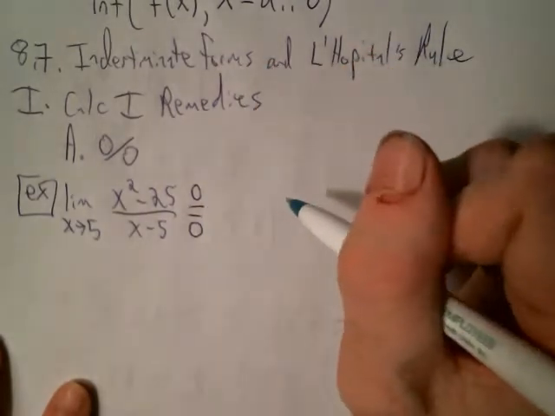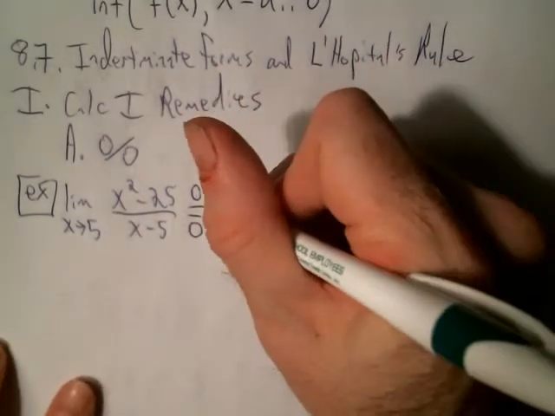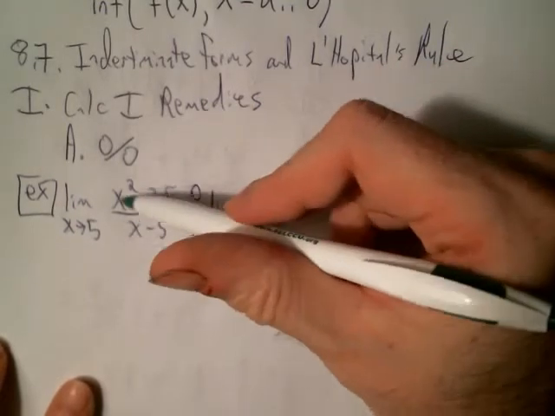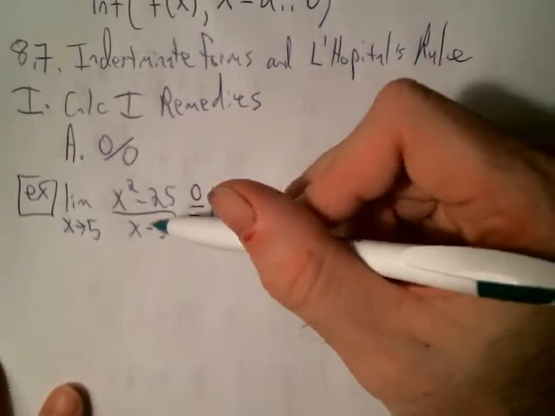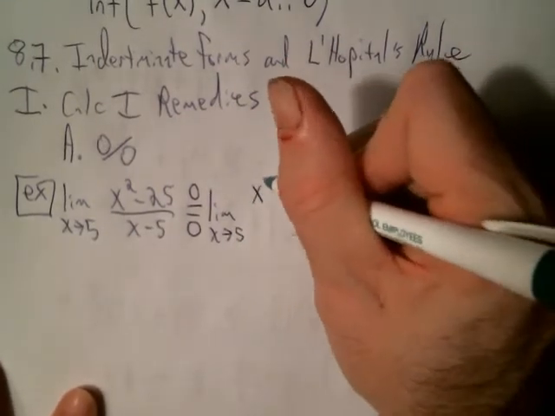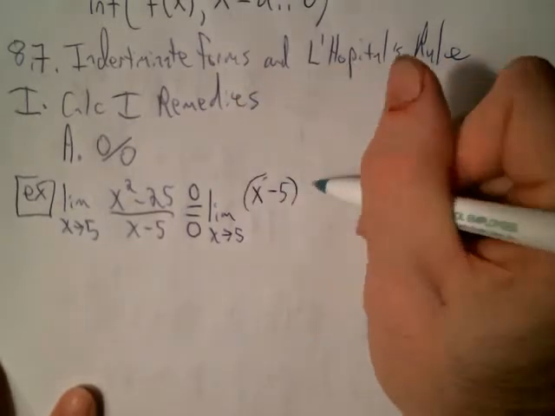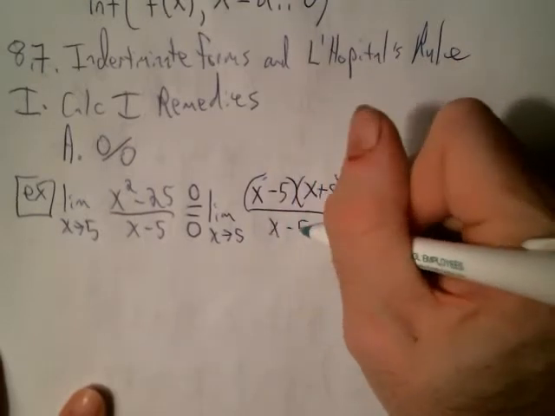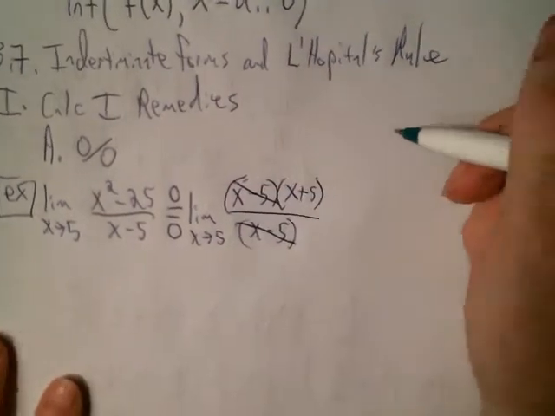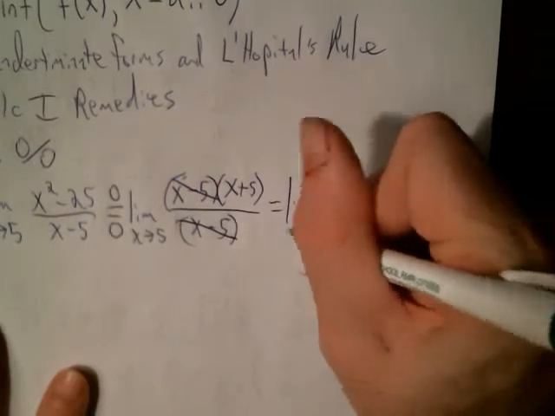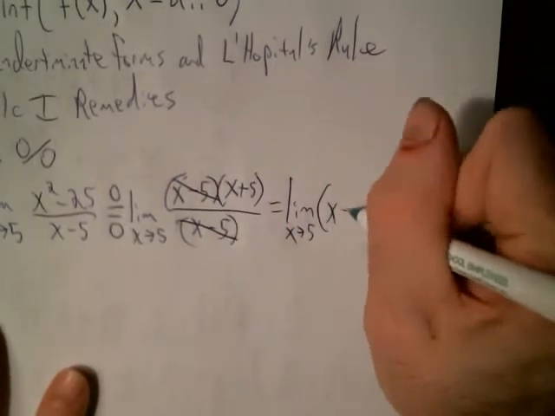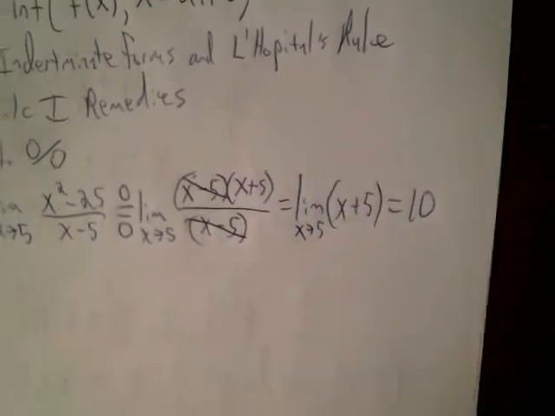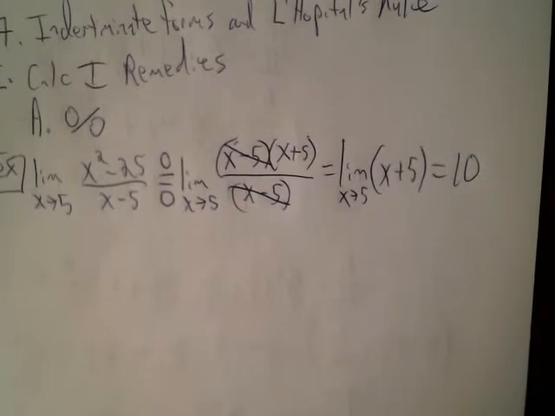This is indeterminate. Okay? And in Calc 1, we learned how to deal with this issue by replacing this function with a function that's exactly the same at all places except at 5. And that particular function can be found by factoring. So x squared minus 25 is the same as x minus 5 times x plus 5. Then we can remove the common factor, and we just have the limit as x goes to 5 of x plus 5, which now you can do a substitution. 5 plus 5 is 10. Right. So that was our Calc 1 remedy.